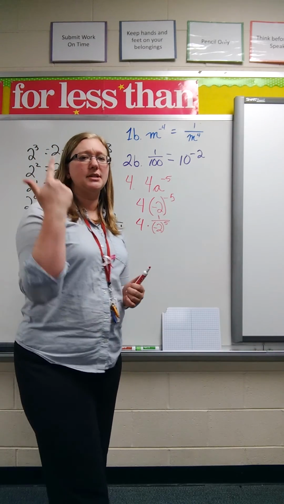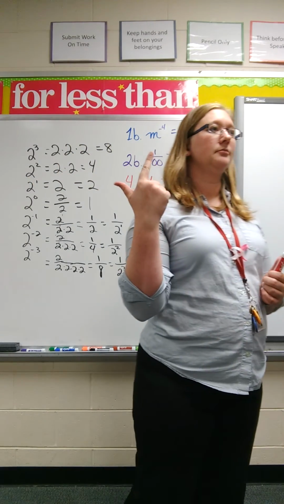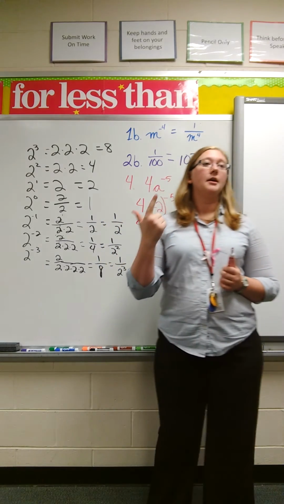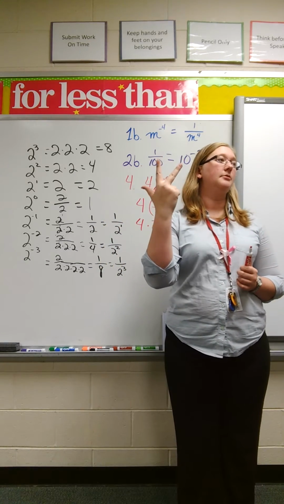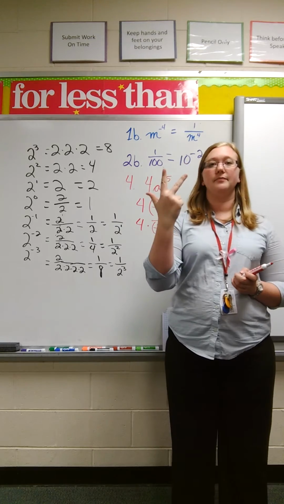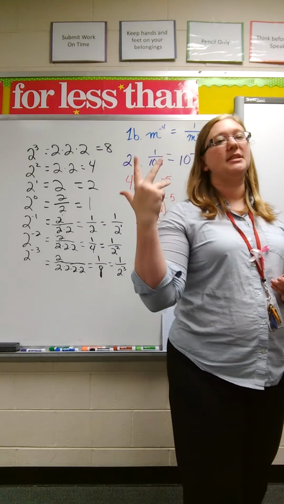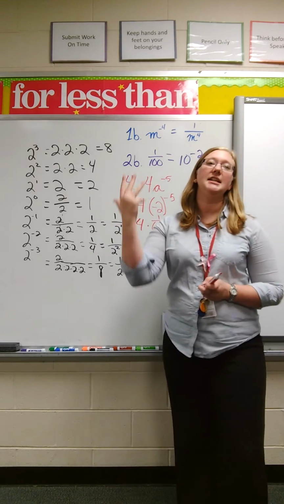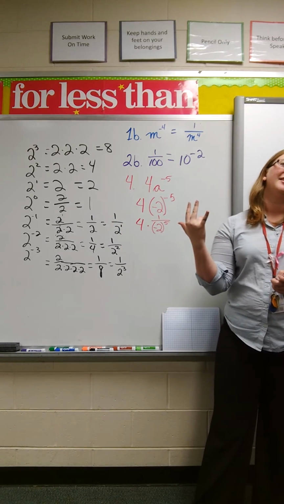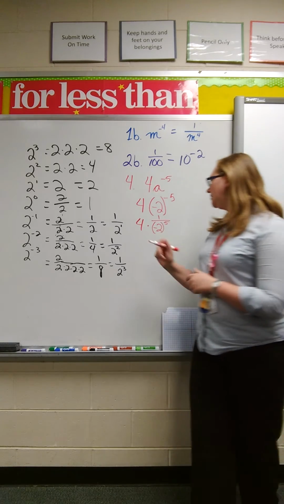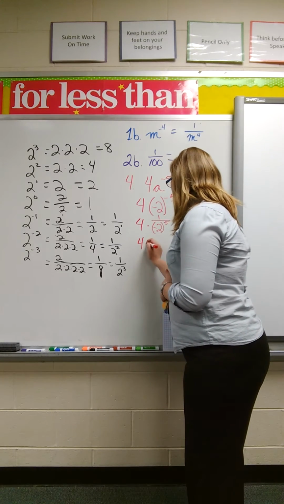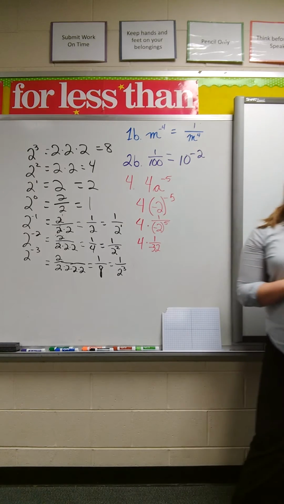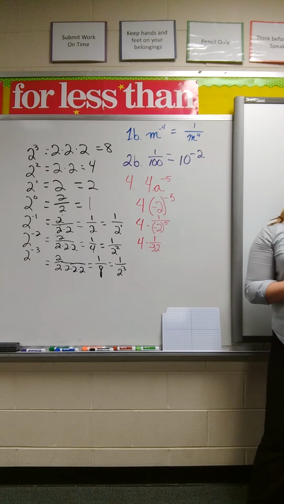So what's negative 2 times negative 2? Positive 4. Okay, what's positive 4 times negative 2? Negative 8. What's negative 8 times negative 2? Positive 16. What's positive 16 times negative 2? Negative 32. So this would be the same as 4 times 1 over negative 32? Yep. Okay.